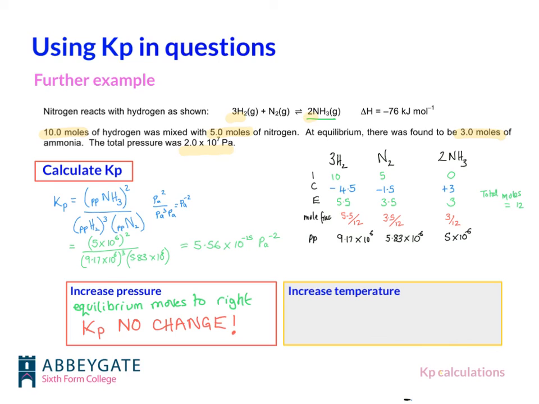So if we increase the temperature, let's think about this, the forwards reaction is -76 kilojoules per mole. So that means our forwards reaction is exothermic. So if we increase the temperature, our position of equilibrium is going to move in the direction of endothermic change. It's going to favour the endothermic reaction, which means if we increase the temperature, the position of equilibrium is going to move to the left-hand side.